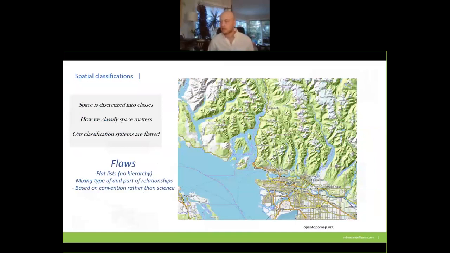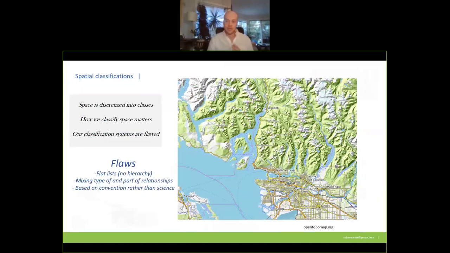Some of the problems that Minerva sees in classification systems in general is that oftentimes they're very flat lists, and that doesn't do justice to the reality and the real world that we're representing. We're not showing the complexity and the fact that there are these parent-child relationships between different concepts across the landscape.